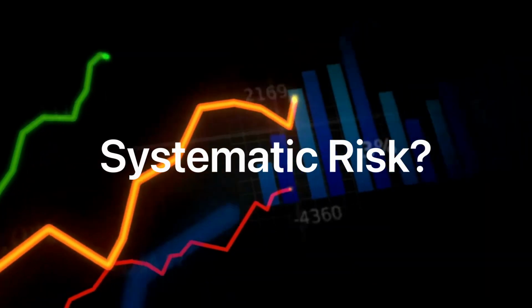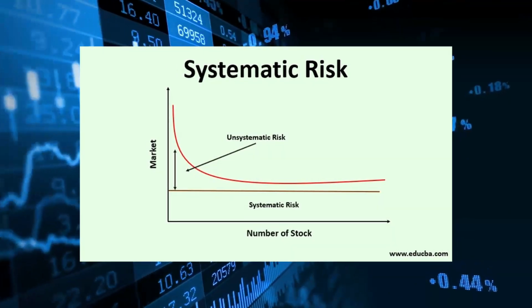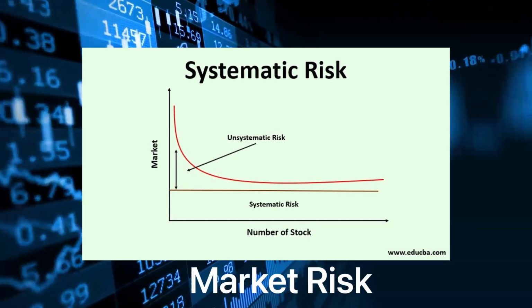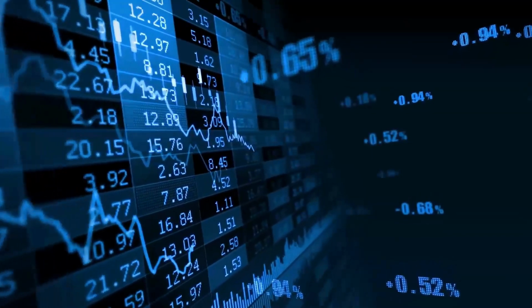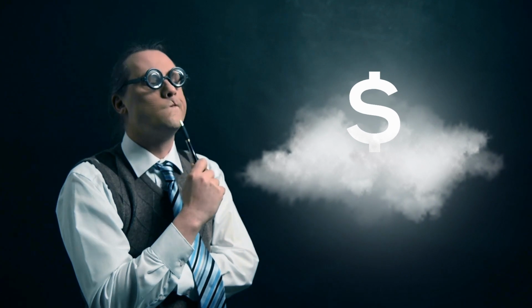So, what is systematic risk? Systematic risk refers to the risk of the entire market or market segment. It is also known as undiversifiable risk, volatility, and market risk. It affects the overall market, not just a particular stock or industry. It is viewed as unpredictable and difficult to avoid.